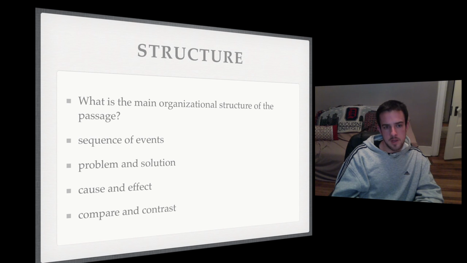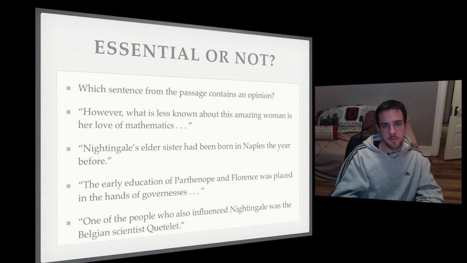Structure. What is the main organizational structure of the passage? Is this a sequence? Is this cause and effect? Is this problem solution? Is it compare and contrast? You need the passage for this. Is it just telling you a story in order, or does it keep going back and forth? And if so, which one of these would be best?